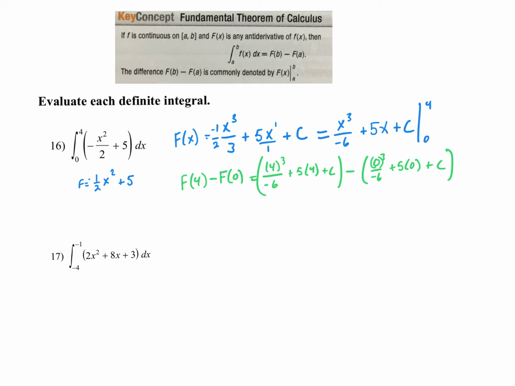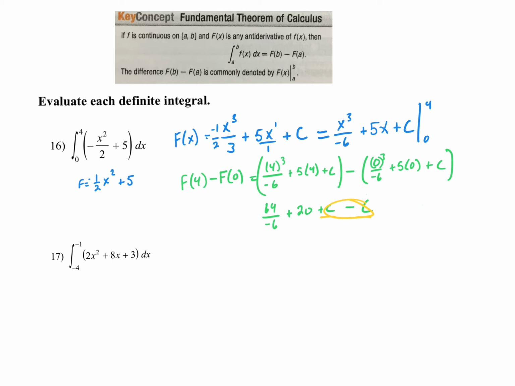That's going to give me 64 over -6 plus 20 plus some constant, minus everything in here, which is 0 plus 0 plus c. So really what that would just come out to be is minus the c. Notice here I have a plus c and a minus c, so those two together go to 0. So I just have to figure out what 64 over -6 plus 20 is.